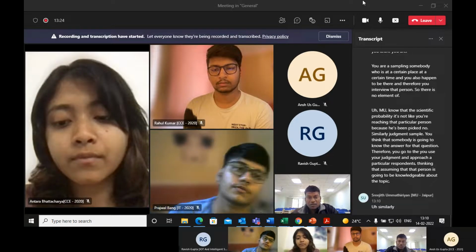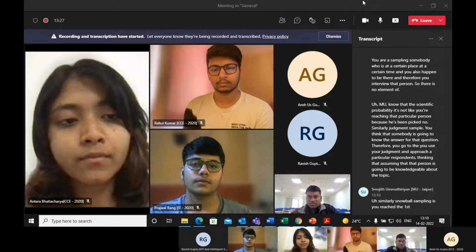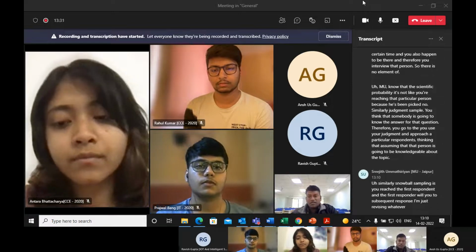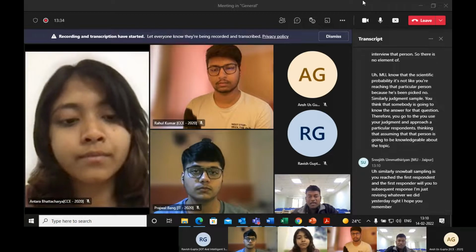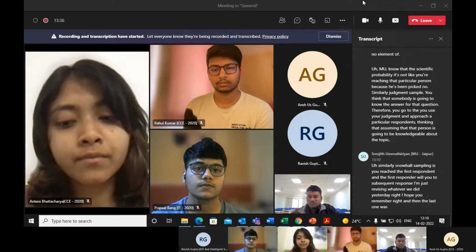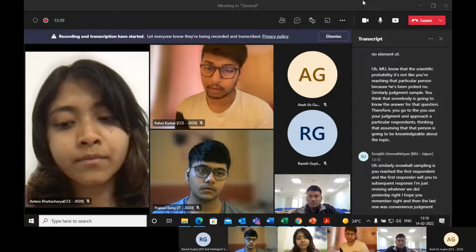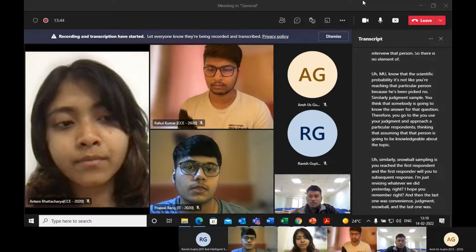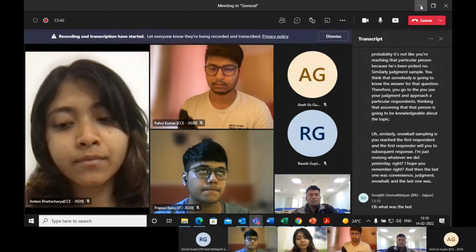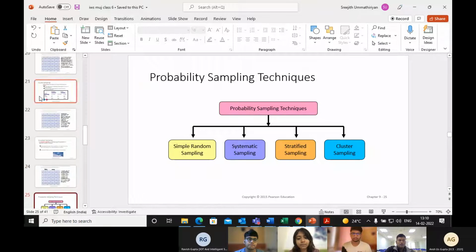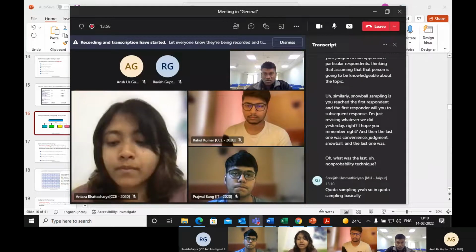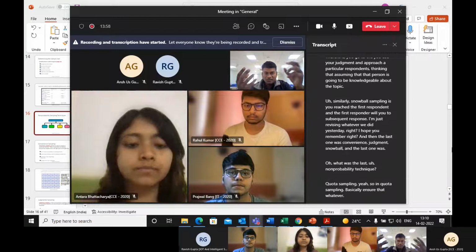Similarly, snowball sampling is you reach the first respondent, and the first respondent will lead you to subsequent respondents. I'm just revising whatever we did yesterday, right? I hope you remember, right? And then the last one was convenience, judgment, snowball, and the last one was, what was the last non-probability technique? Quota sampling. Yeah.